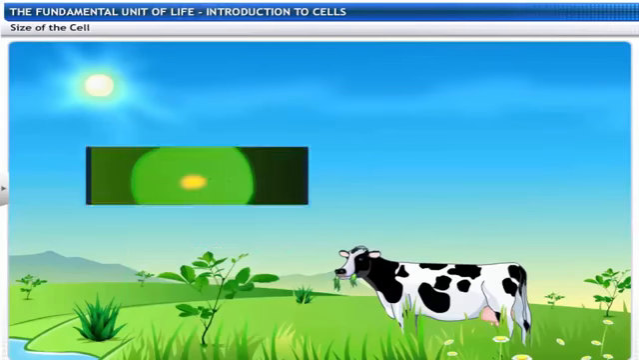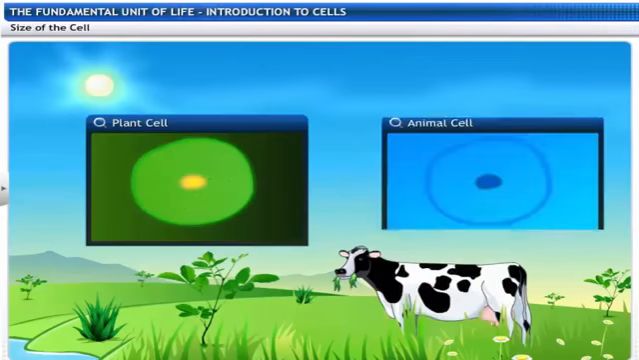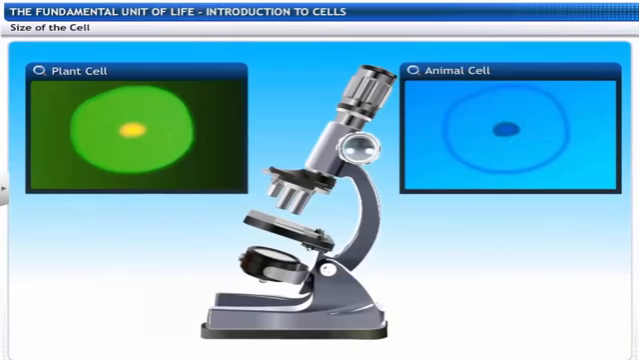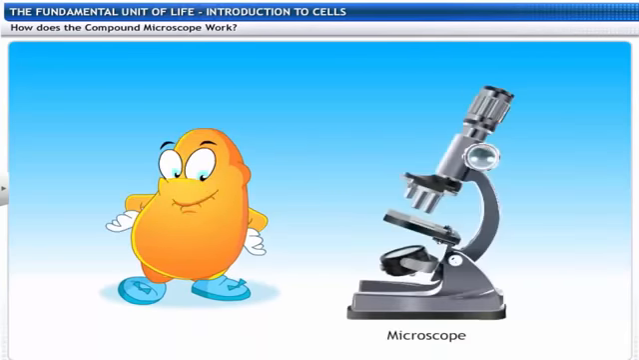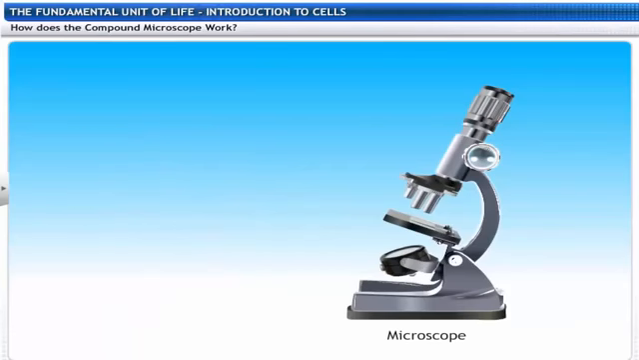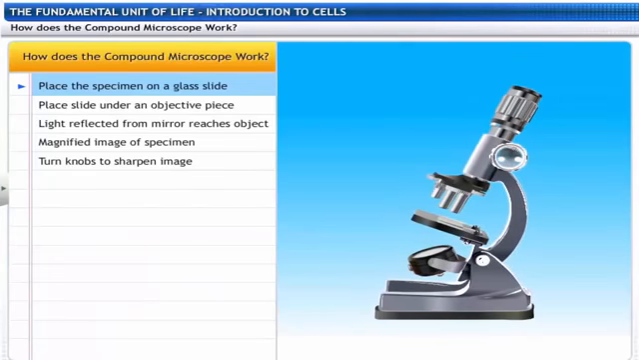Plant and animal cells are too small and visible only under a microscope. So, without the microscope, you would have never known me. That's why I consider the microscope to be one of the greatest inventions of mankind. Let's see how a compound microscope works.